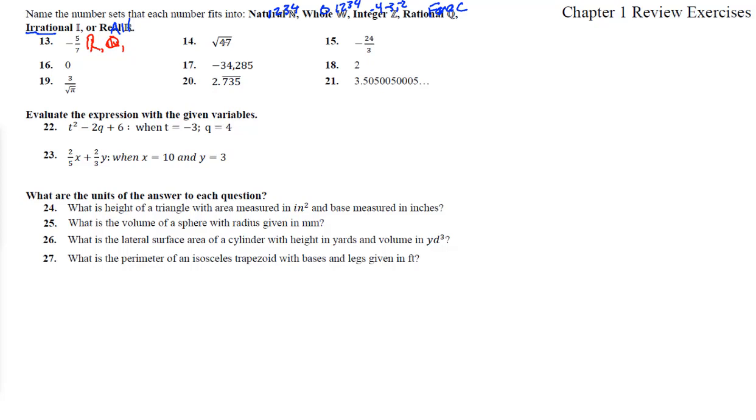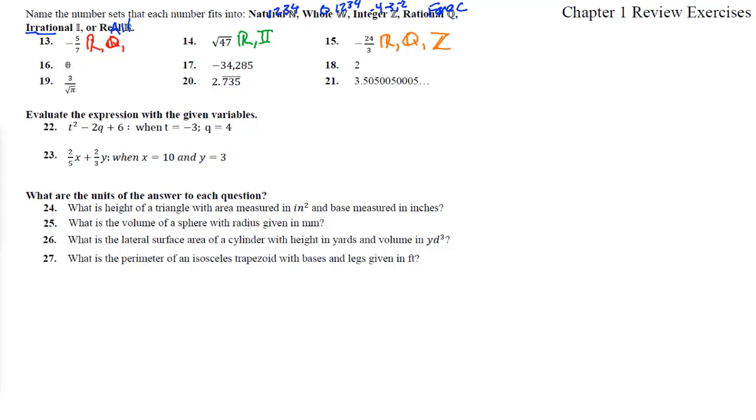Number 14, -40, square root of 47. It definitely is real. But it's a square root that doesn't come out nice, so it will never be a fraction. So it is irrational, and we're done. The next one, number 15, -24/3. This is certainly real, and it's a fraction. It simplifies, however, to -8. So that means it is an integer, but it is not in the whole or natural number set.